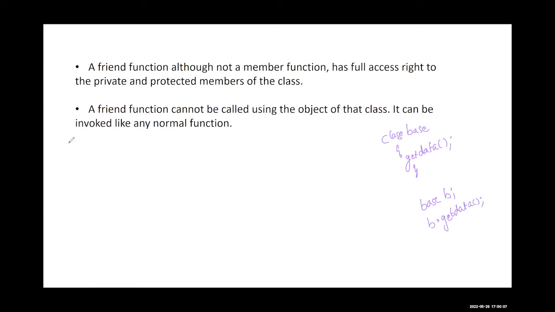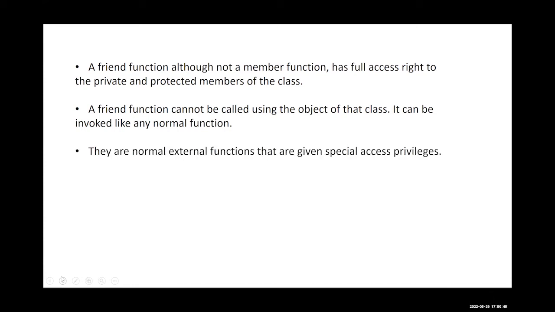But when it comes to a friend function, it cannot be called using the object of the class because it is not a part of the class. So it can be invoked like a normal function. Directly I can call the friend function. For example, if the friend function name is f function, then I will directly call it like a normal function in the main program, and it is going to get invoked. We are not going to use the object of the class in order to invoke it, because obviously it is not a member function of that particular class. That is the reason.